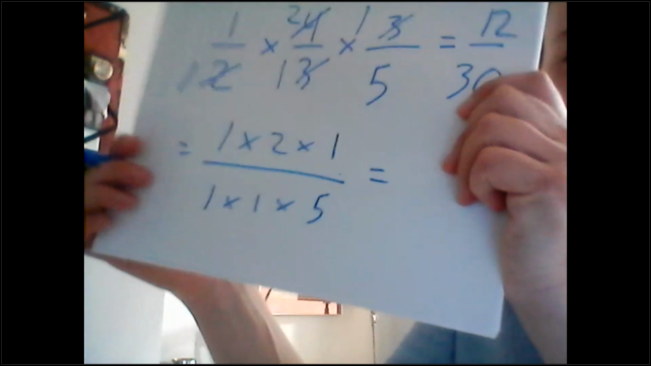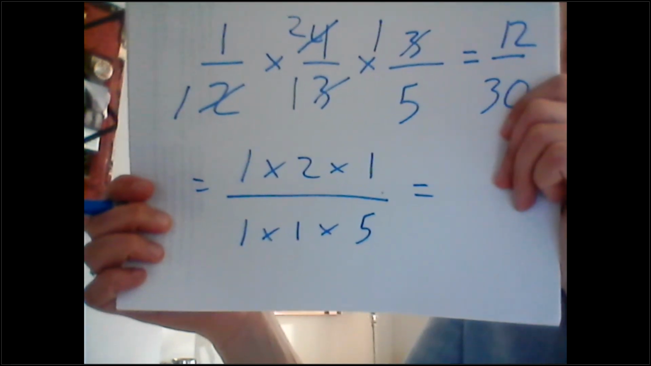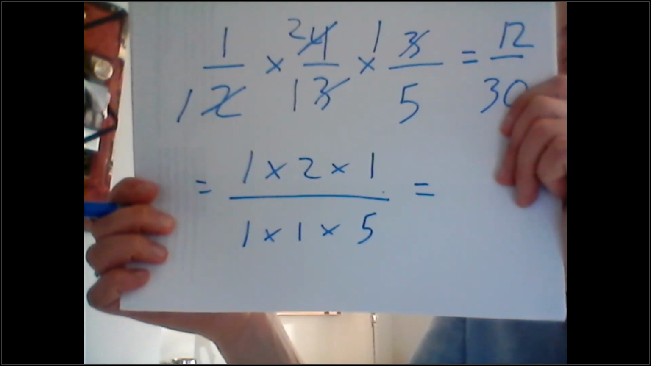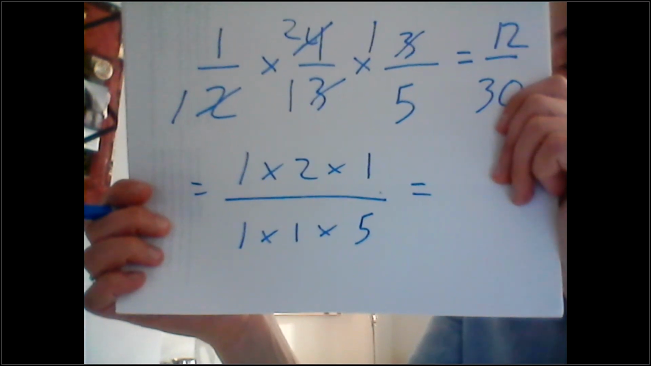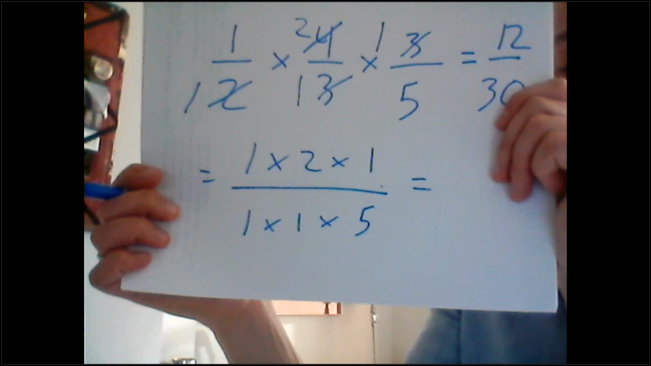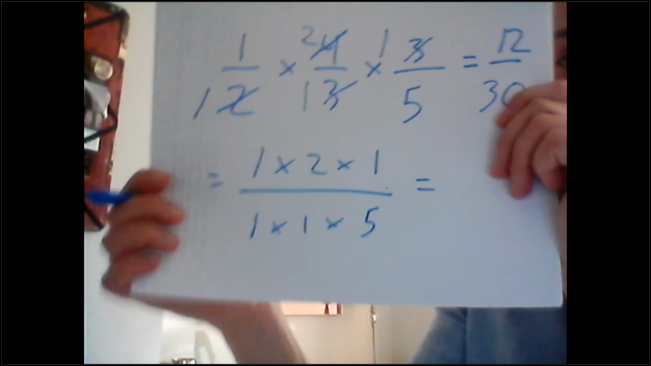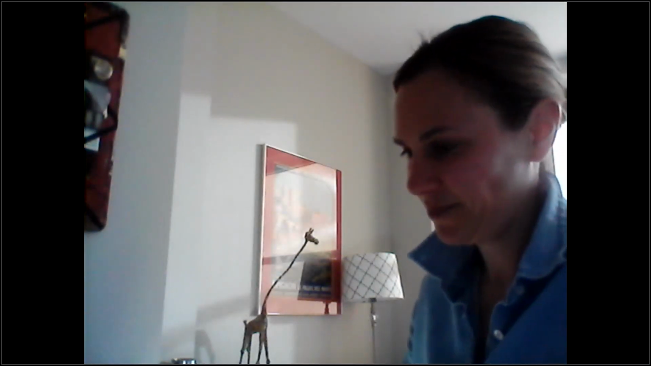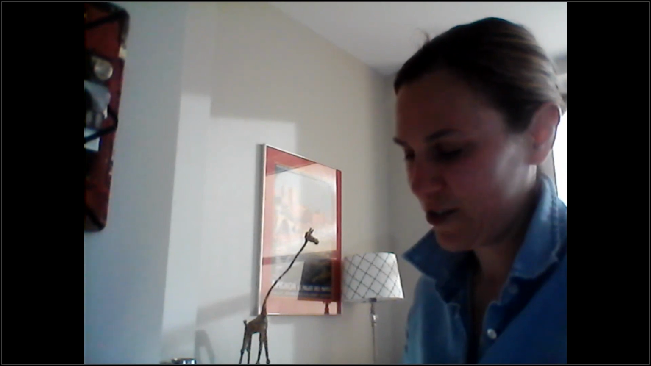Okay, I like doing that math a lot easier than doing the math that we had in the top, because the numbers are smaller. So it's easier for me to do 1 times 2, which is 2, times 1, which is 2. And then if I look at the denominator, I know 1 times 1 is 1, and 1 times 5 is 5. So then my answer gets me down here to 2 over 5.